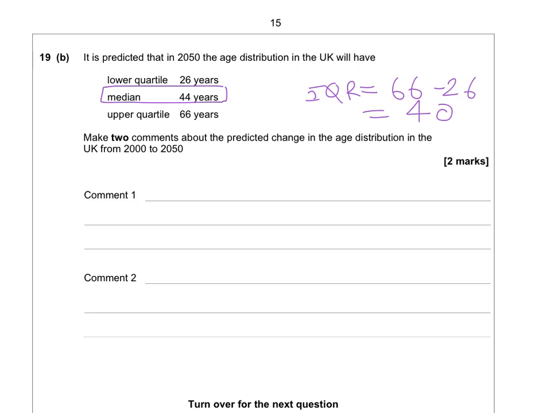So we can see that the original median was 37. The new median is 44. So the median has increased by 7, which suggests on average, the average age will have increased. The second comment is going to compare the interquartile ranges, and we can see that the original interquartile range was 32. The new interquartile range is 40, which means the interquartile range has increased, which suggests that there is greater spread in the central 50% of the ages.